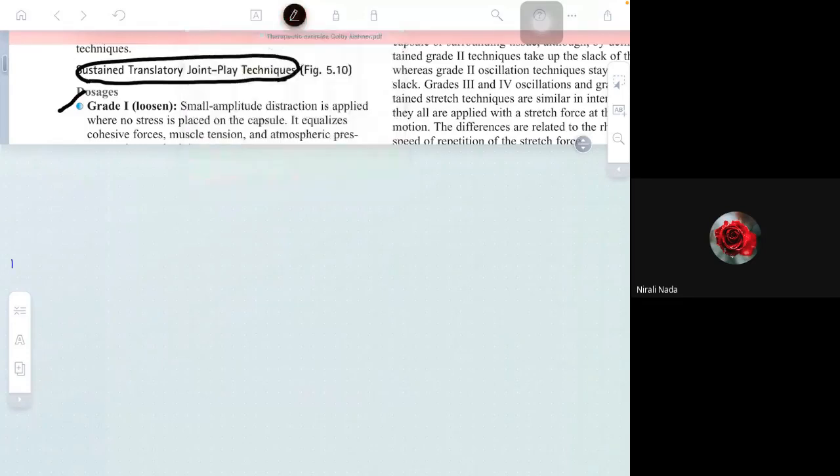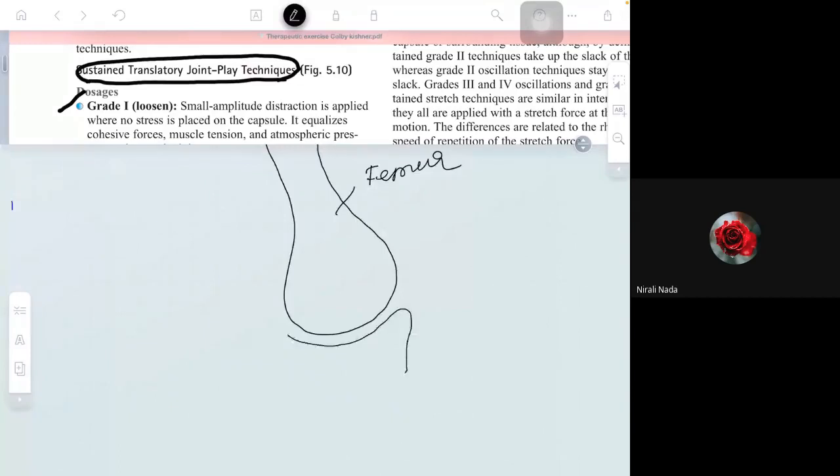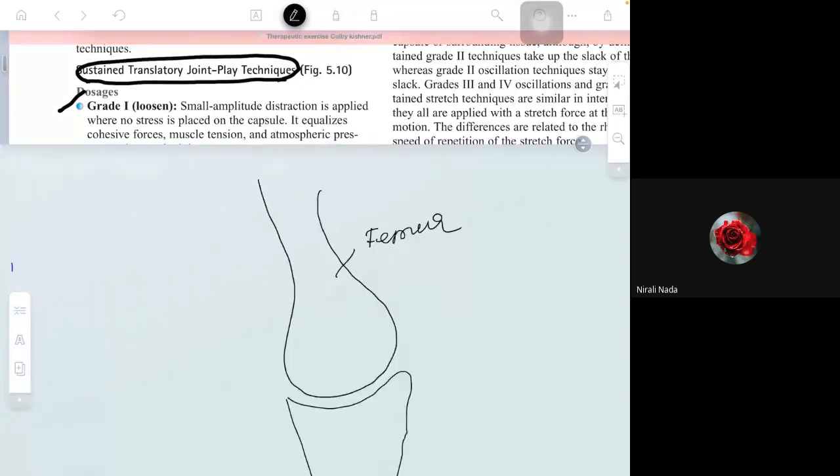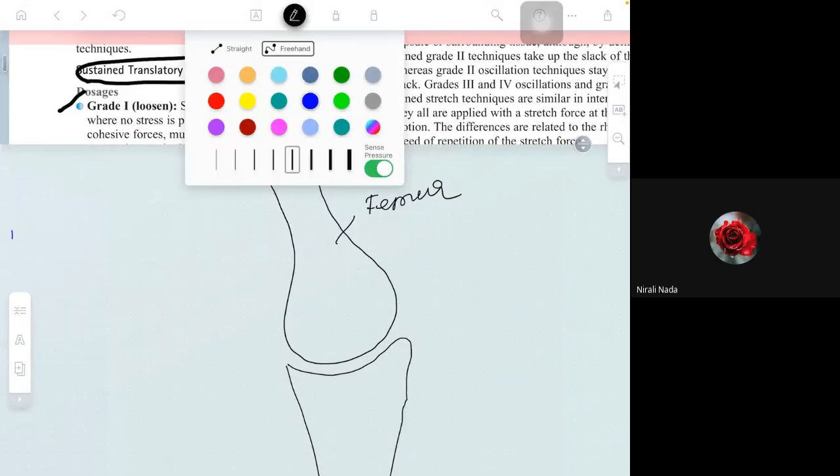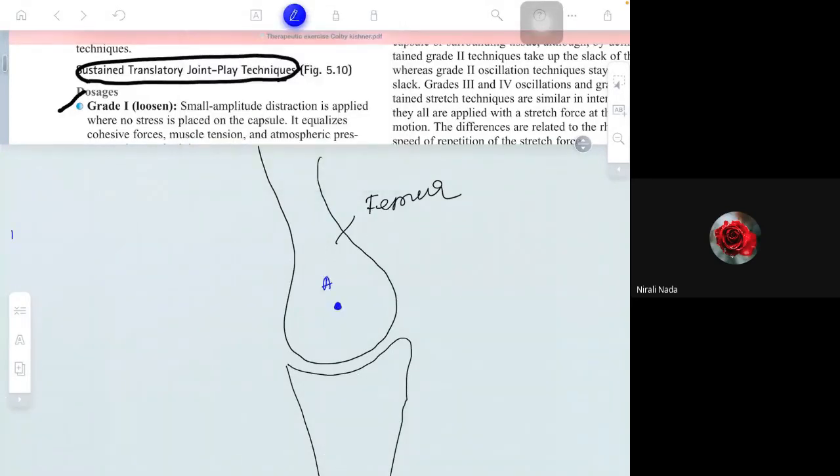This is the femur. Clear? And this is the tibia. Clear? So now where is the treatment plane? How will we draw the treatment plane? First, I will take one point, the axis of rotation. This is A. And what is the second point? The midpoint of the concave partner. This is B. So I will connect these two points.